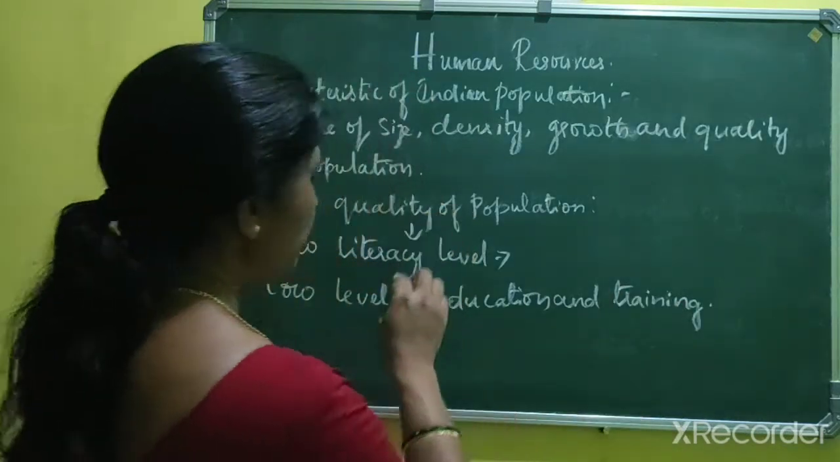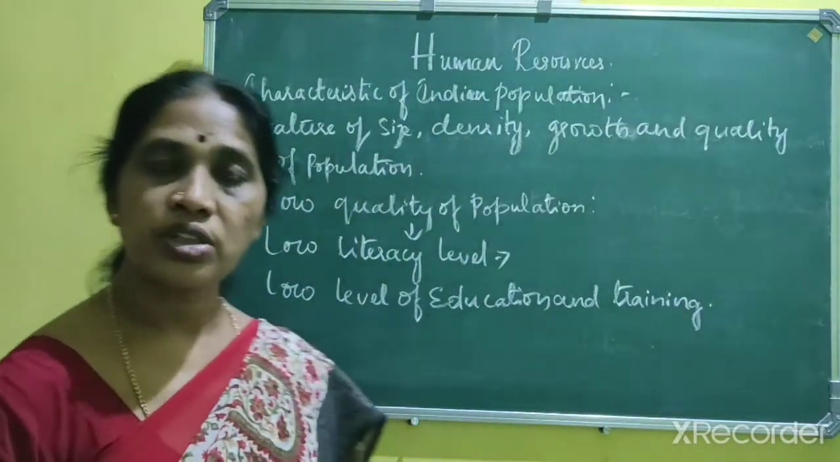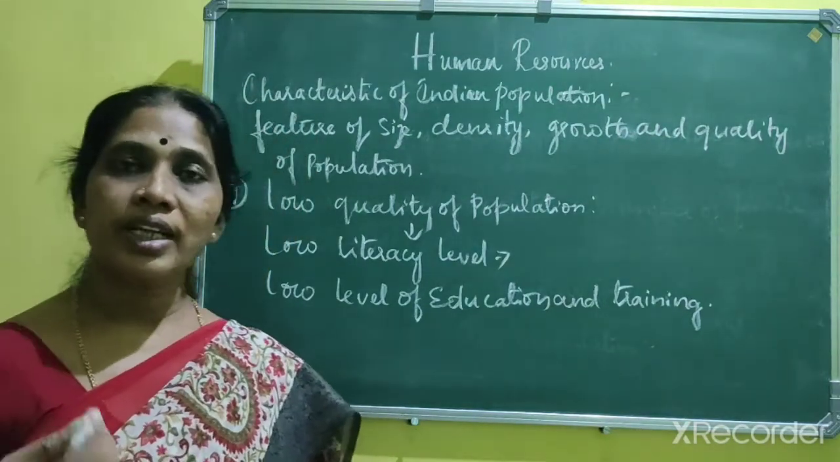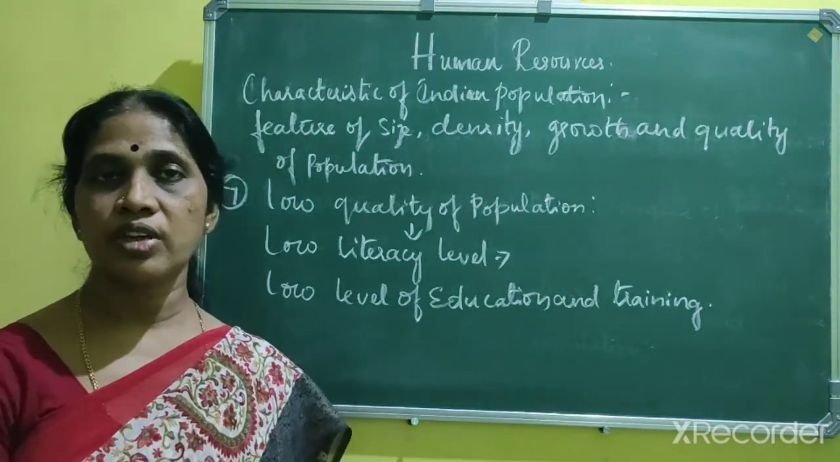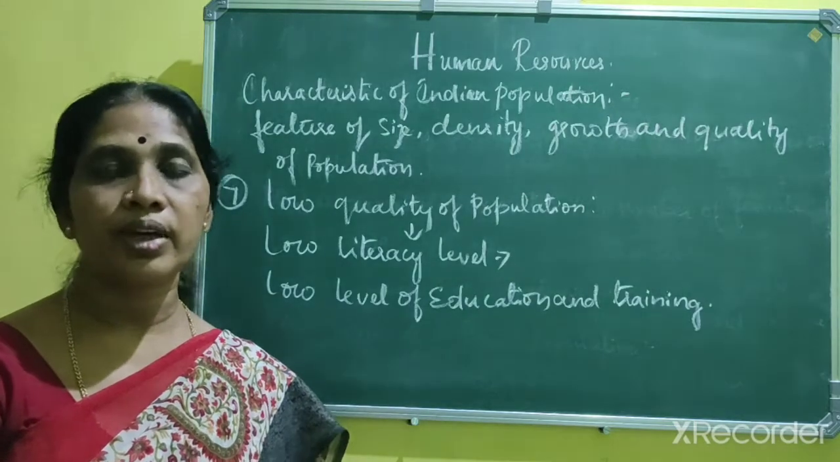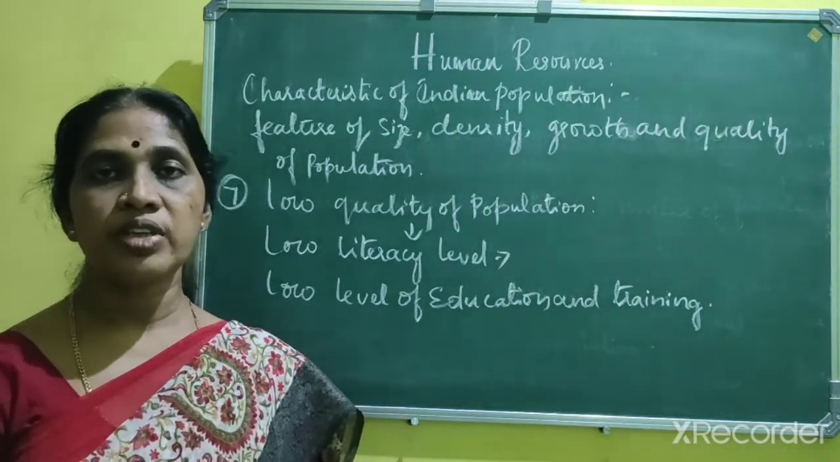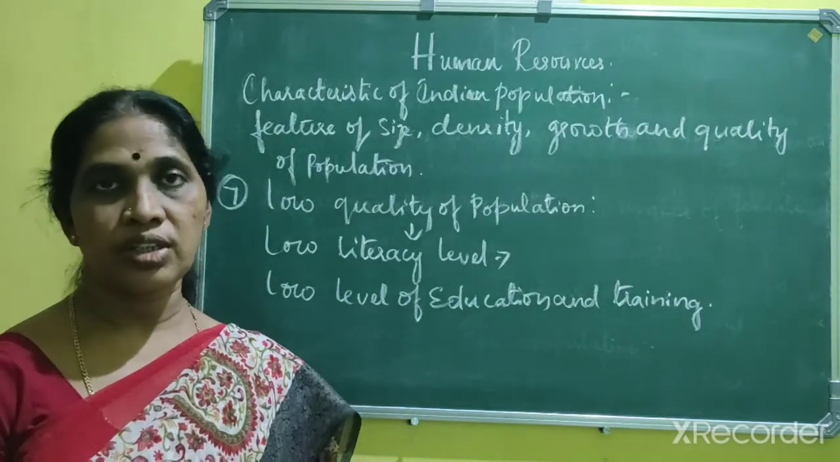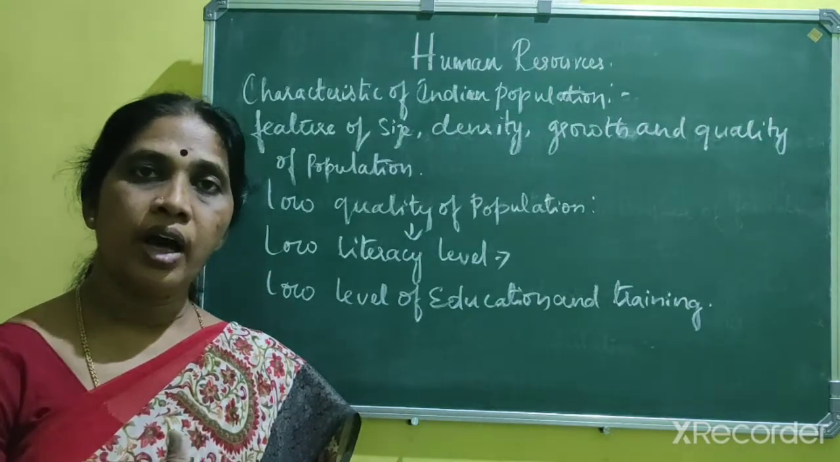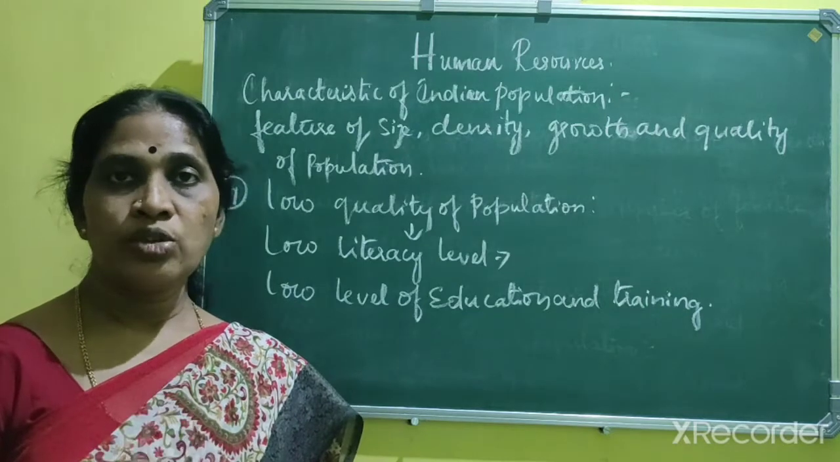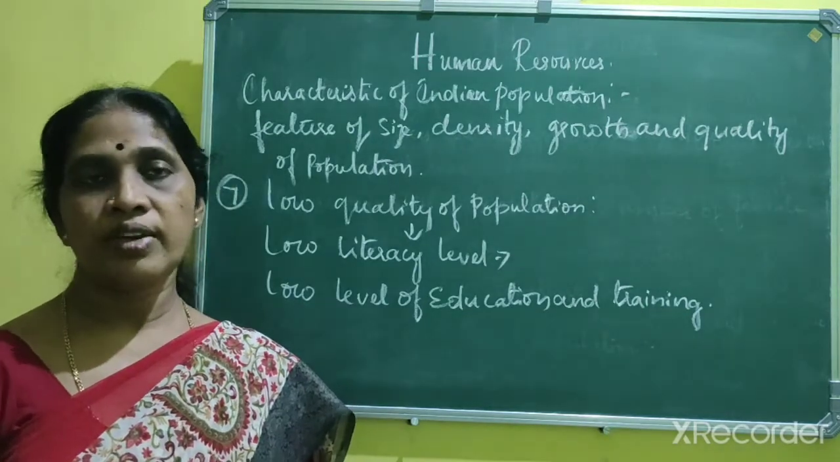So another second point is low level of education and training. That means the level of education and the training that is given to our Indians is very low. It is said that the number of persons enrolled in higher education, that is technical or in the other groups, from the age group of 20 to 25 is very less.